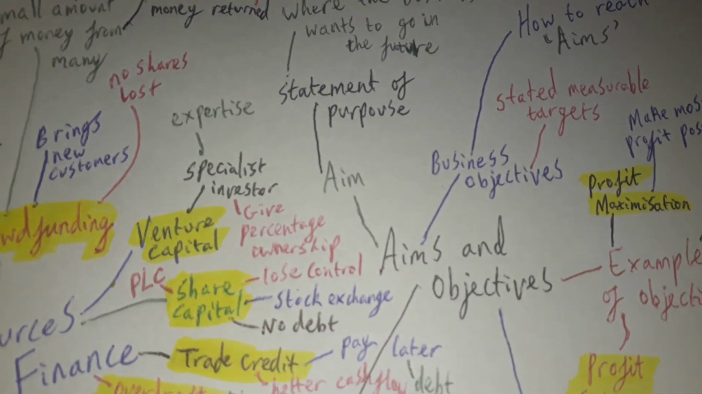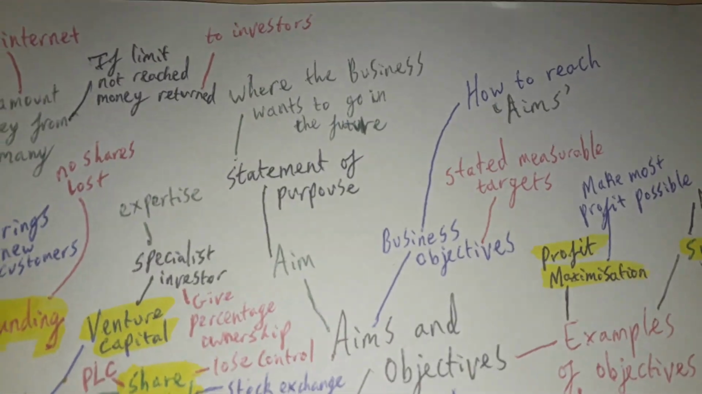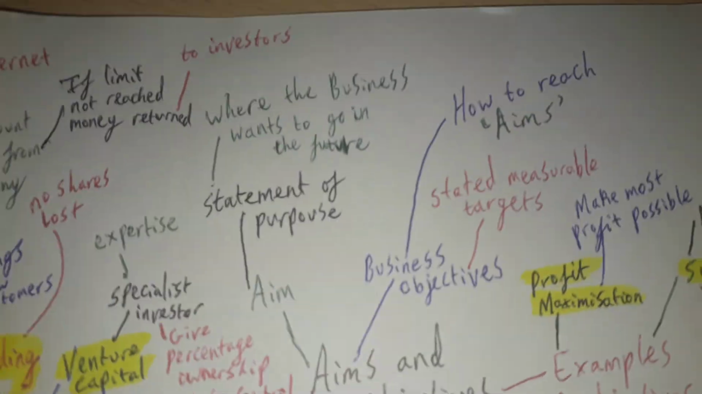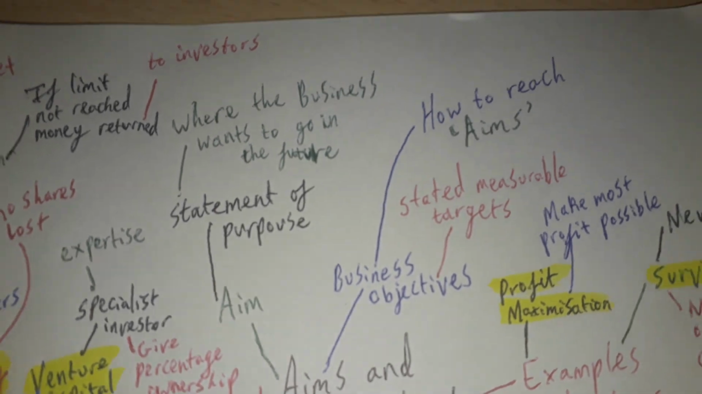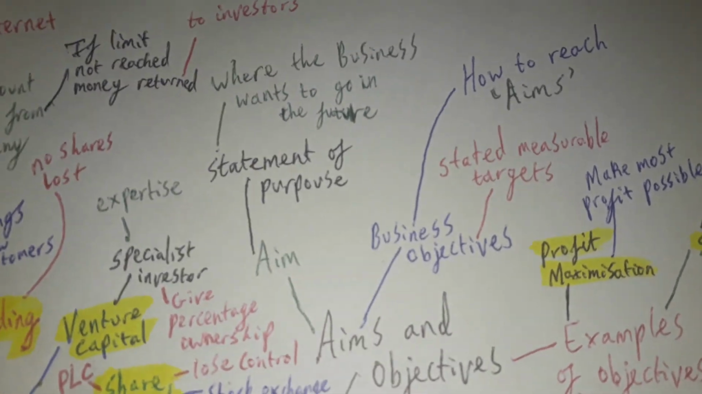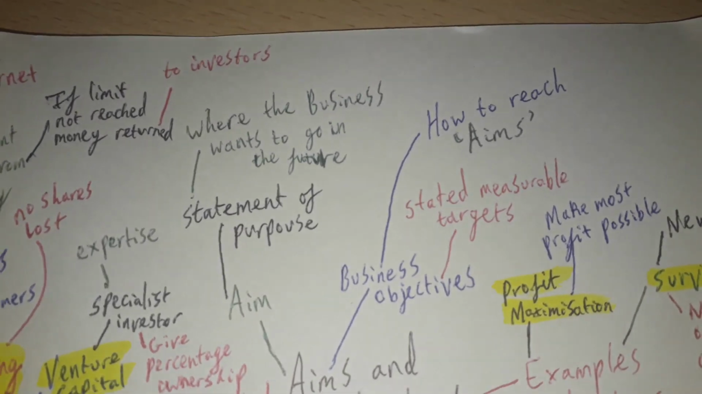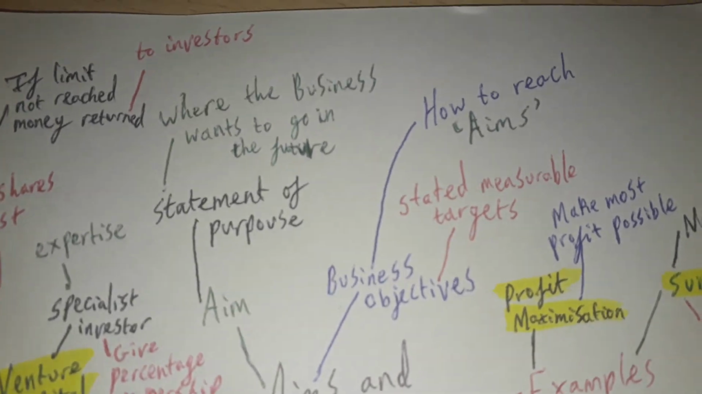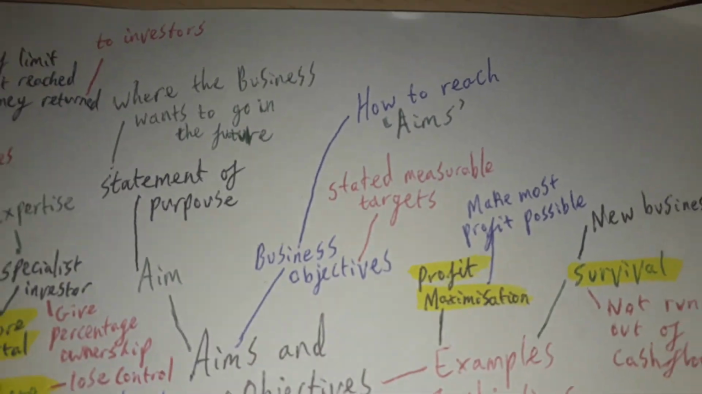So what is the aim of a business? Well, it's basically the statement of their purpose. So it's where the business wants to go in the future, what goals it wants to achieve, and this can be over a long amount of time. It doesn't have to be a close thing to do, which is why we have business objectives.